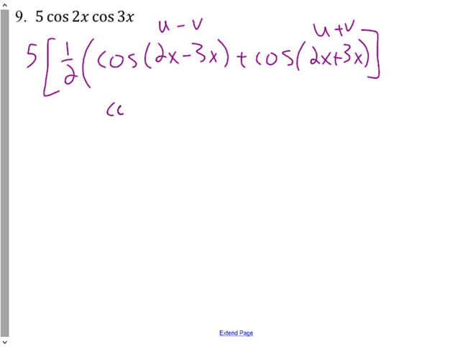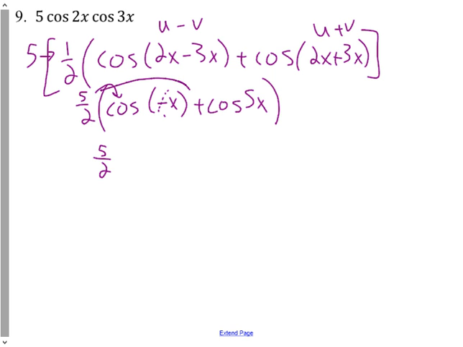And so simplifying, we get cosine of negative x plus cosine of 5x, and this 5 times half is just going to become 5 half in front. And lastly, cosine eats the negative because it's even. Then distributing the 5 half, we get 5 half cosine of x plus 5 half cosine of 5x. That is our final solution.